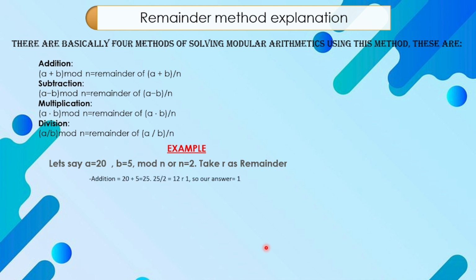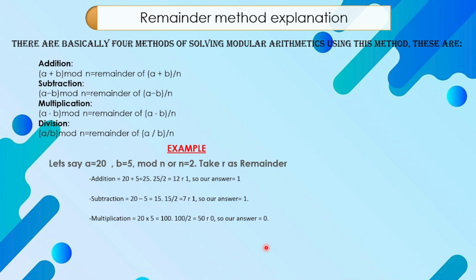Addition. Using the law, 20 plus 5, which is our a plus b, equals 25. And then 25 divided by 2 equals 12, remainder 1. So our answer equals 1. Subtraction. 20 minus 5 equals 15. So when we divide 15 by 2, it's 7, remainder 1. So our answer is 1.